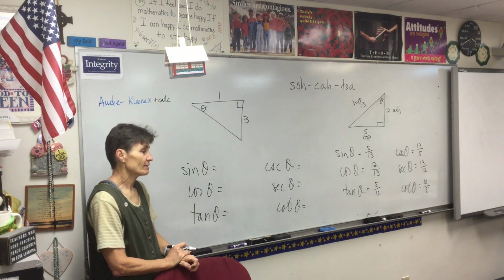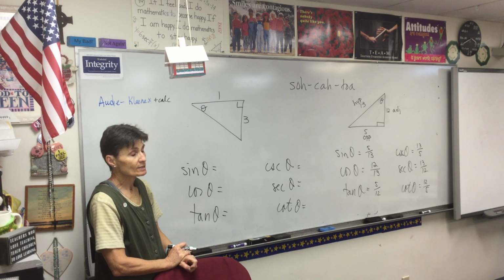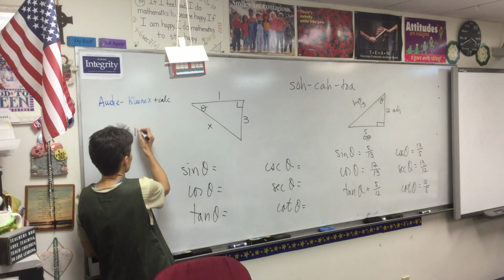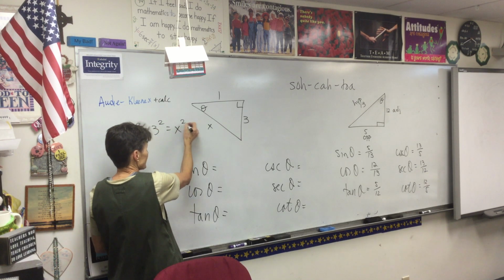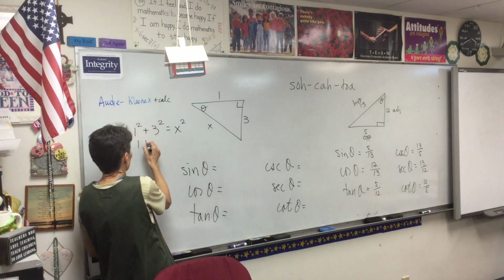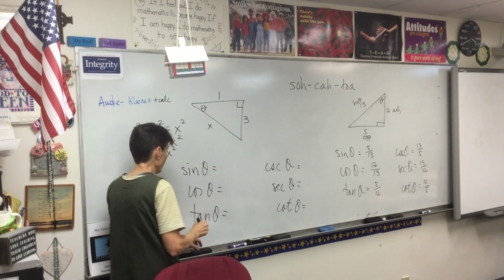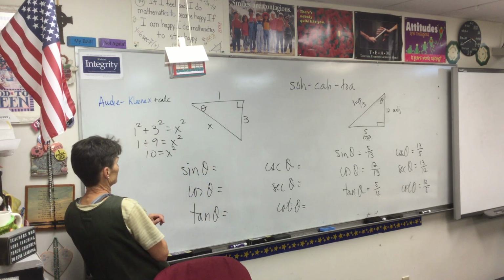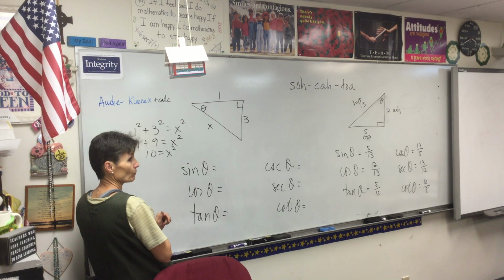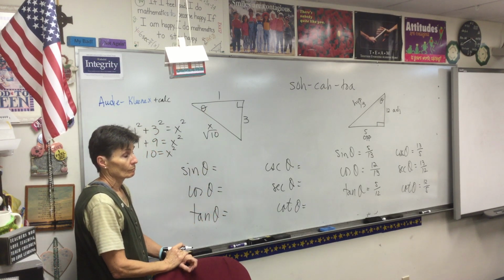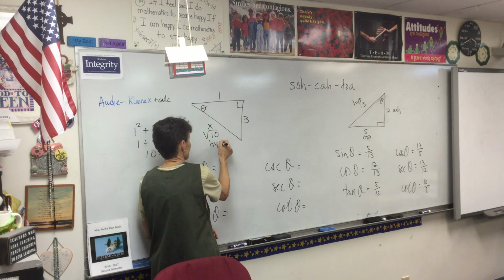Pythagorean Theorem. Everybody remember the Pythagorean Theorem? It's one of those big things, folks. If you know two sides of a right triangle, the third side should be automatic for you. So I'll call it x for now, Max. My Pythagorean Theorem would say 1 squared plus 3 squared equals x squared. So 1 plus 9 equals x squared. What is my x going to equal? Square root of 10? And that is my hypotenuse.